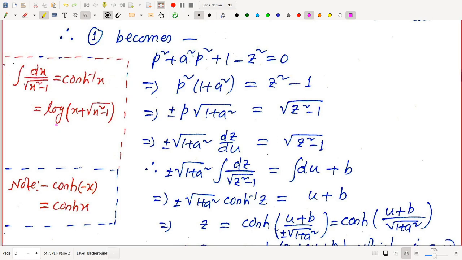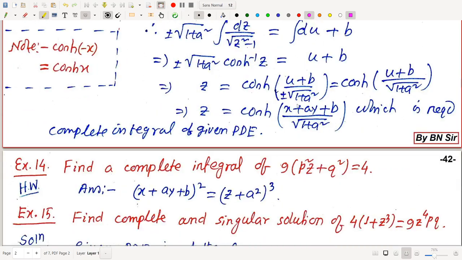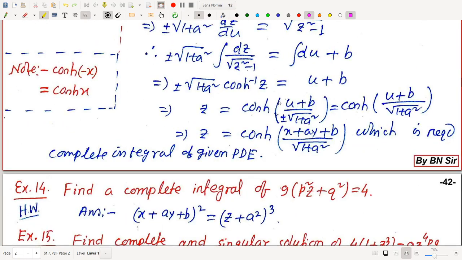This we have got in class 12, log of x plus root over x square minus 1, but this can also be written as cos hyperbolic inverse x. So here we have written cos hyperbolic inverse z. Answer will be in nice form. Now taking this plus minus root over 1 plus a square to the right, that is in the denominator, then cos hyperbolic inverse z is that, means cos hyperbolic inverse when goes to the right it will become cos hyperbolic. So z is equal to cos hyperbolic of u plus b by plus minus root over 1 plus a square, that is equal to cos hyperbolic of u plus b by root over 1 plus a square.